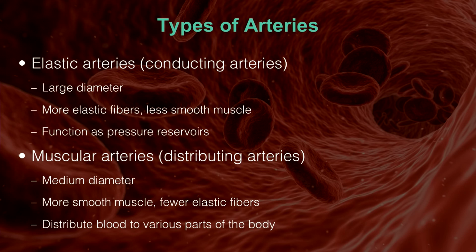So these are two general classes: aorta and arteries as conducting arteries, and then the arterioles as distributing arteries. Another way to think about the types of arteries on the arterial side.